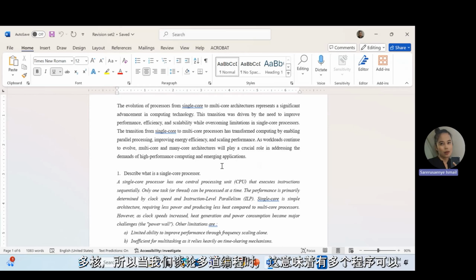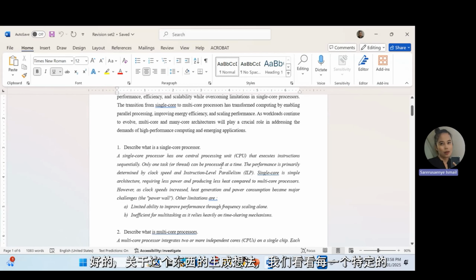When we talk about multi-programming, it means that more than one program can be executed at one time, or in the same time. If we talk about multi-thread, many threads can be executed in one single cycle time, or maybe in one time. And then multi-core means it has more than one processor, and can execute many programs and many threads at one time.